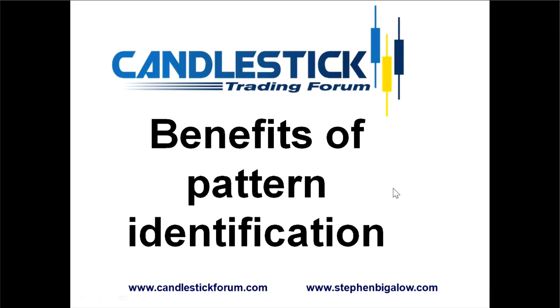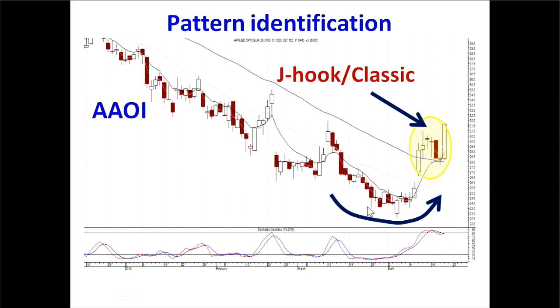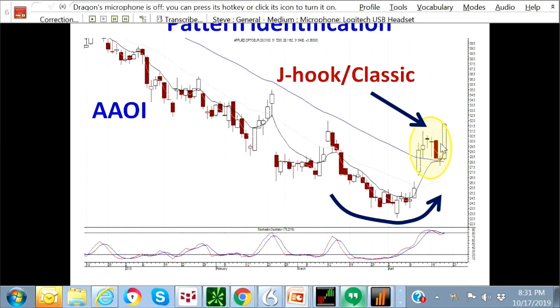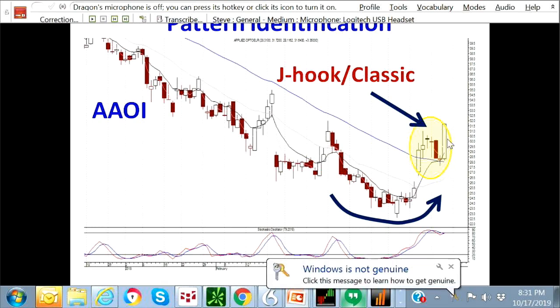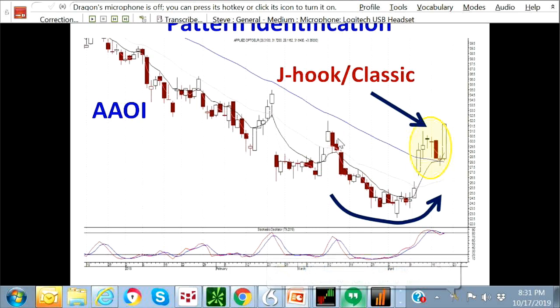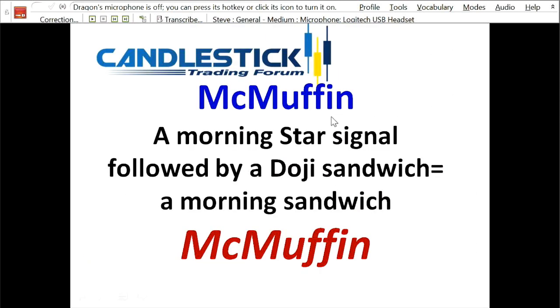So the benefit of candle pattern identification is it allows us to start taking advantage of pattern setups. Look at our left-right combo, belt hold type signal. Look at our little rounding bottom here. That puts us into a strong price move. Notice what's going on right here. There's our morning star signal, right smack dab off the 50. What's that telling us? There's our J hook, wave 1, wave 2, going into wave 3. And we also have the McMuffin.